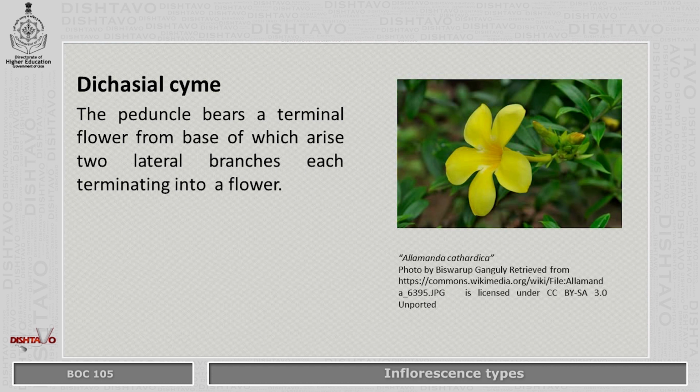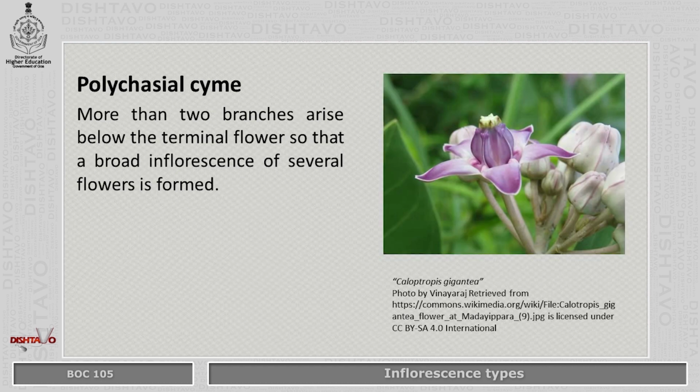Coming to the dichasial cyme, the peduncle bears a terminal flower from the base of which arise two lateral branches, each terminating into one flower. In case of polychasial cyme, more than two branches arise from the base of the terminal flower, so that a broad inflorescence of several flowers is formed. This can be seen in the genus Calotropis.